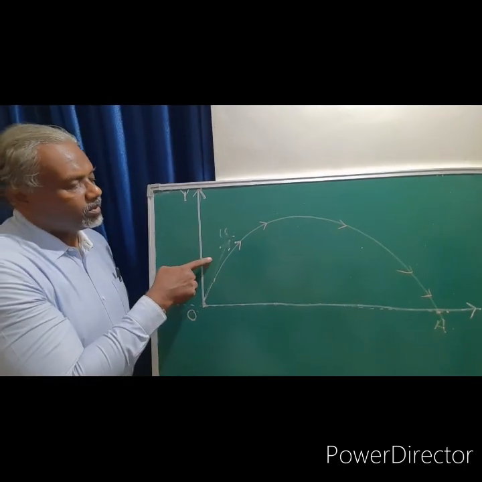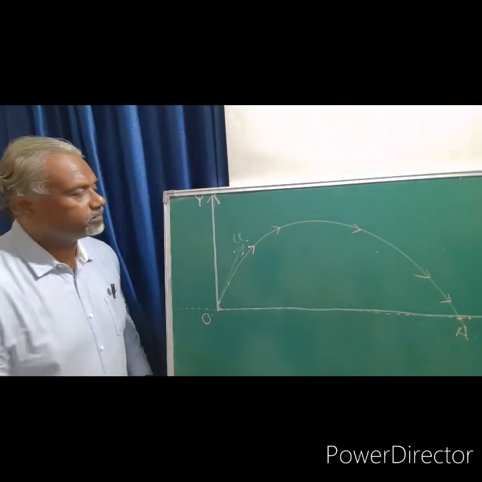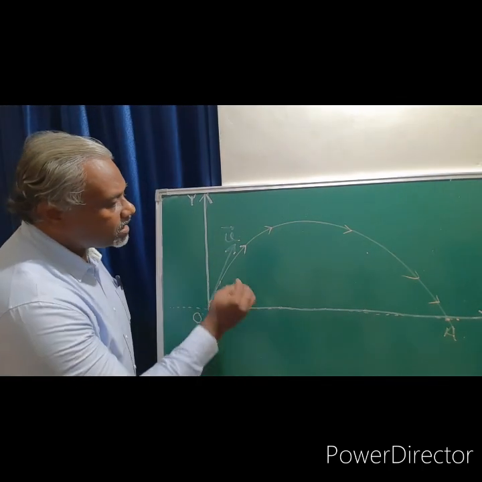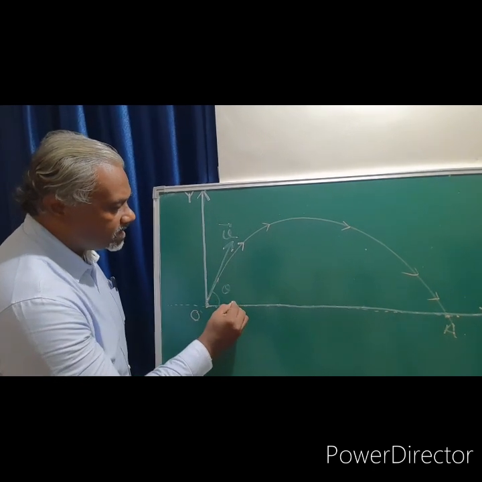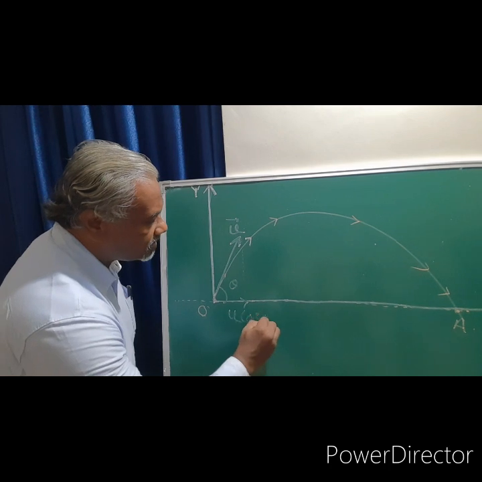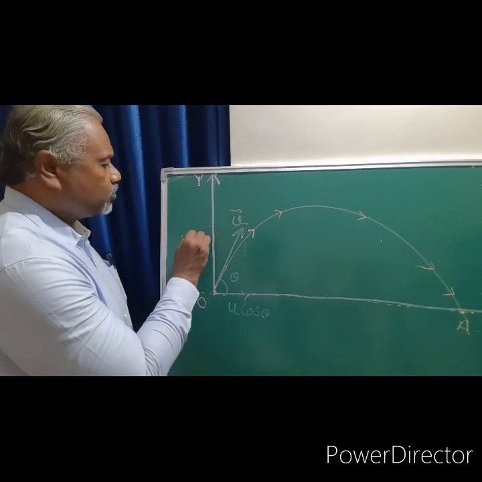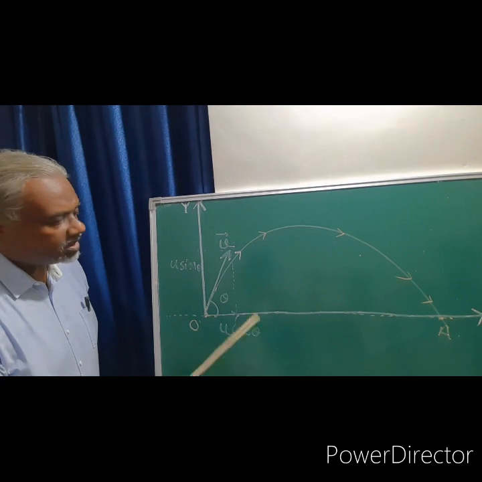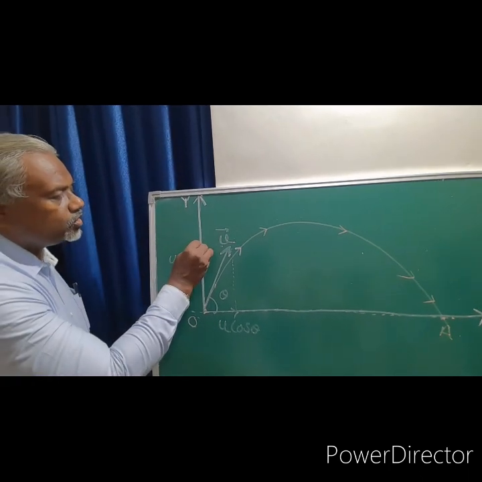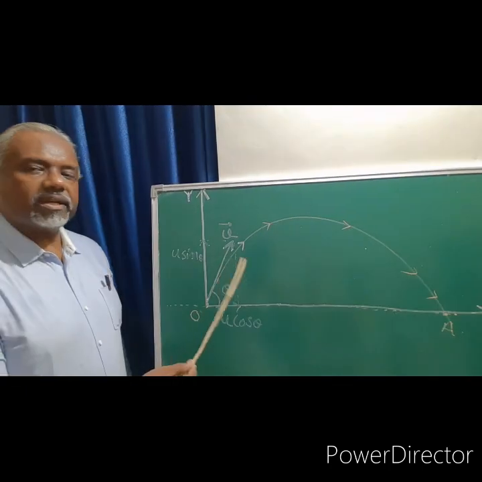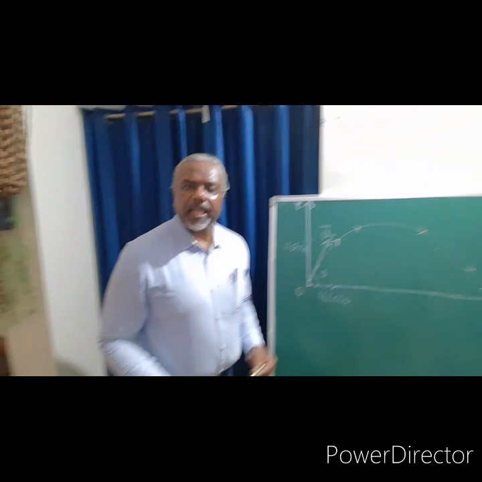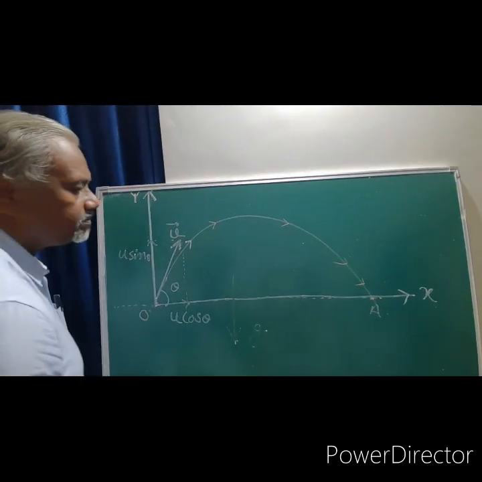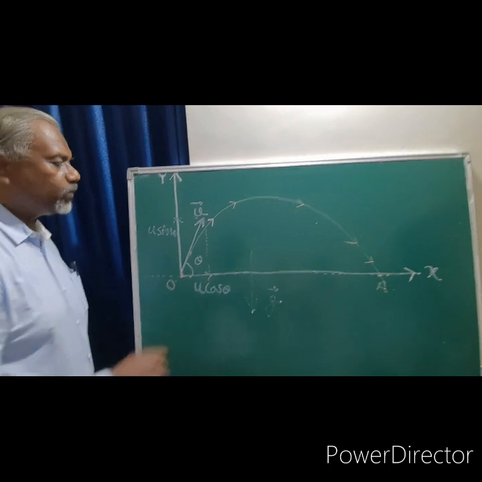And magnitude of initial velocity, suppose u, and it makes an angle theta with the x-axis. So its x component will be its projection along the x-axis, and this is u cos theta, and this one is u sin theta. This length is u cos theta, and this length is u sin theta. Okay, projectile moves under the influence of gravity, and gravity acts vertically downward. So I'm representing here gravity, acceleration due to gravity acting vertically downward.